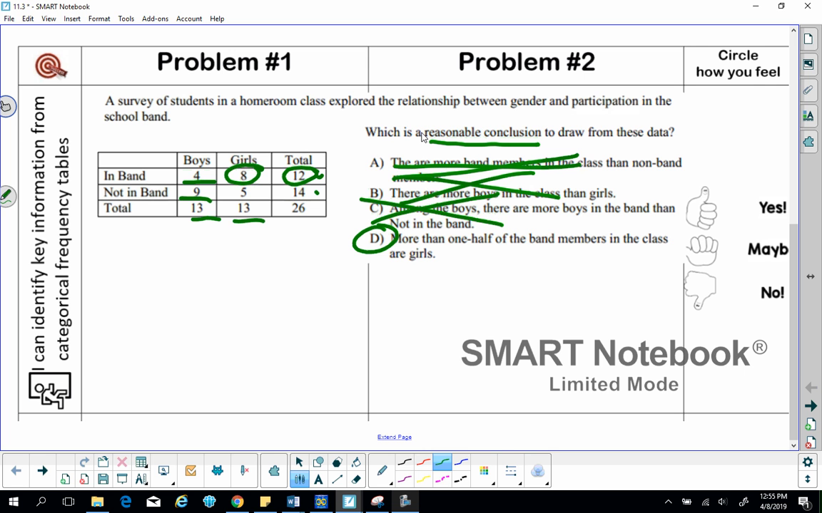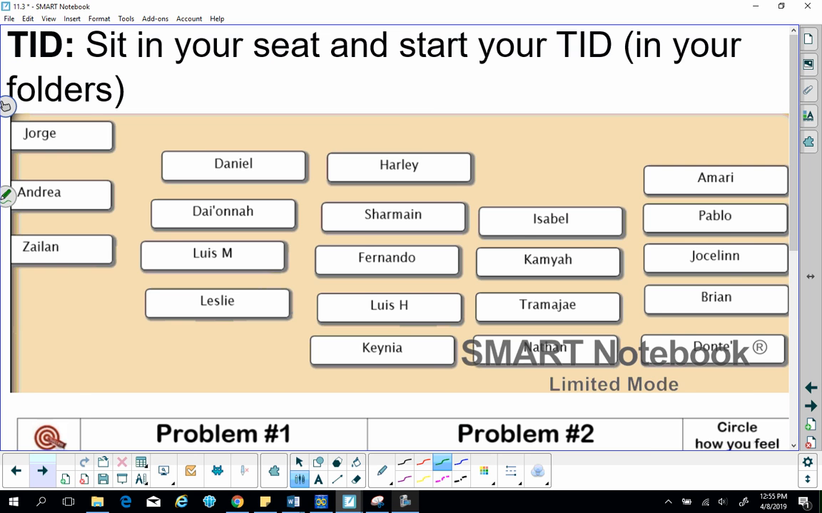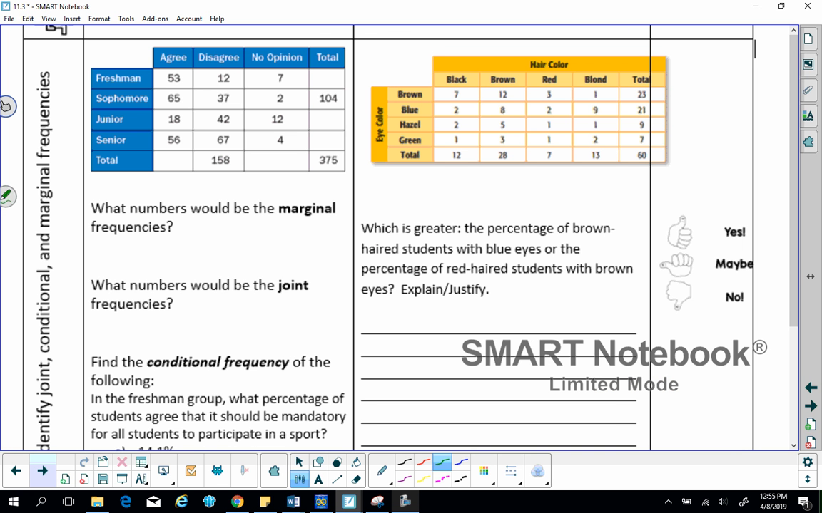Okay, go down to the ticket out the door. So, ticket out the door is right here. So this is on your quiz. This vocabulary, a lot of people got incorrect on your quiz. If I said, write in the margins of your paper, what does that mean? The outer sides, right? So marginal frequencies means the outside or the totals of your table.